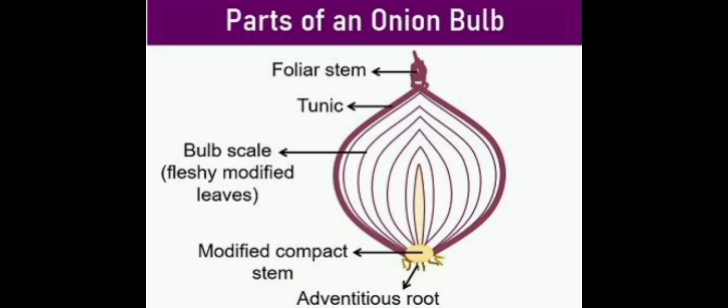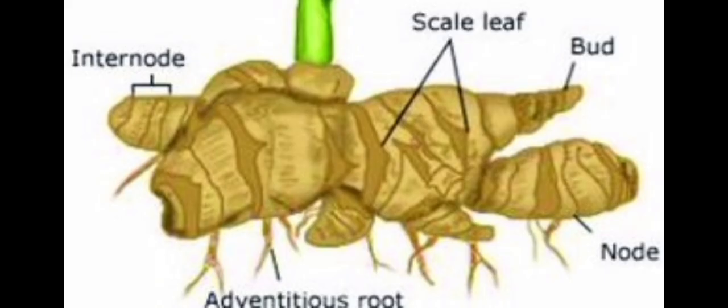Now understand that the nodes are the part of the stem in which leaves are present, while the internodes are the space between two nodes. The node is where the leaves are present, and the distance or space between two nodes is an internode. And remember that the main function of the scaly leaf is to provide protection to the auxiliary bud.